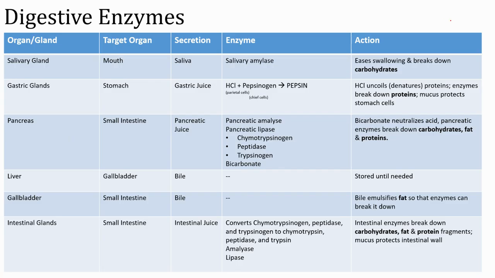So here is a list of digestive enzymes, where they go, where they're coming from, and what their job is. I suggest you really take a look at this one and study it. Let's talk about it real quick. For example, salivary glands are located in the mouth. Their secretion is saliva, and within that there's an enzyme called salivary amylase.